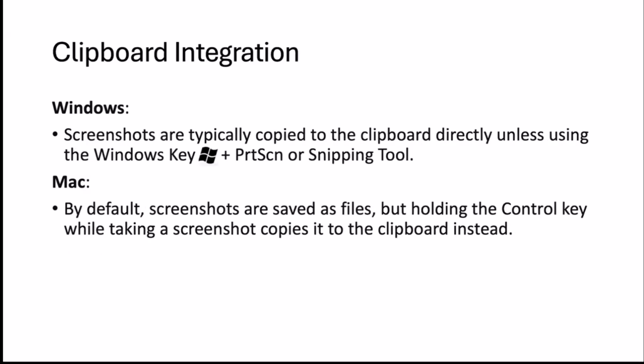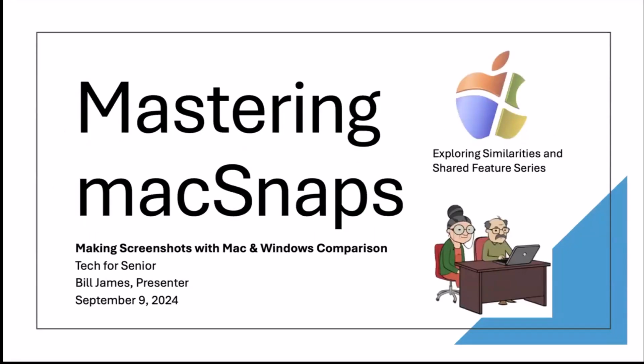There's also clipboard integration in both operating systems. In Windows, screenshots are typically copied to the clipboard directly unless using the Windows key plus Print Screen or the Snipping Tool. On the Mac, by default, screenshots are saved as files, but holding the Control key while taking a screenshot copies it to the clipboard itself. So those are the ins and outs of mastering screenshots on both the Mac and Windows.